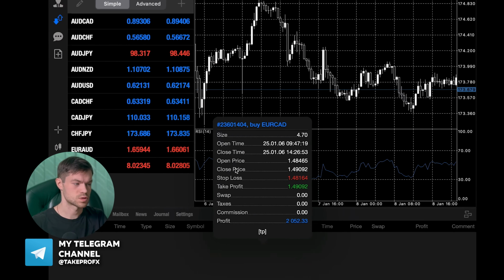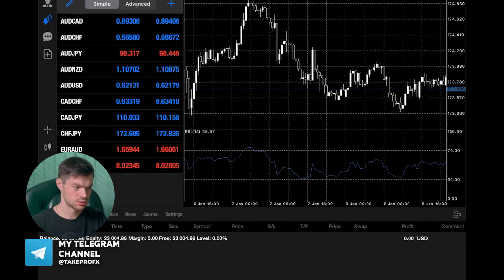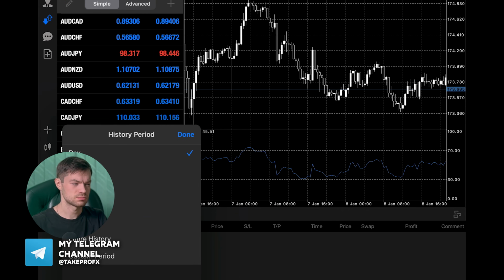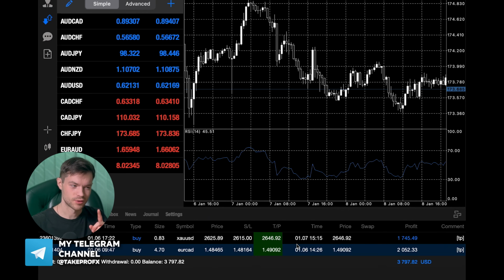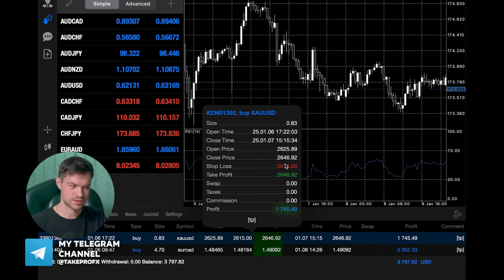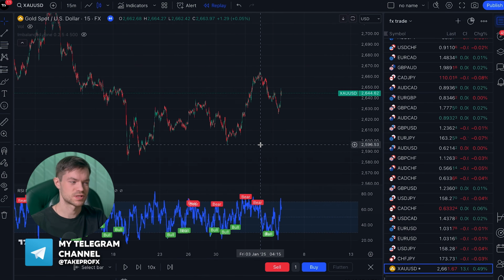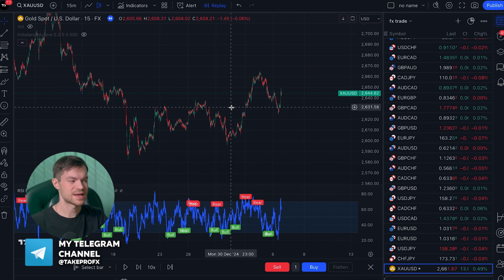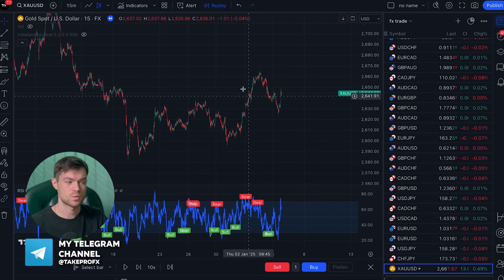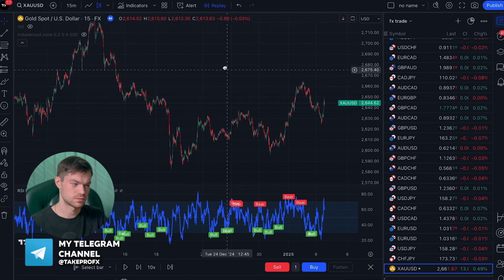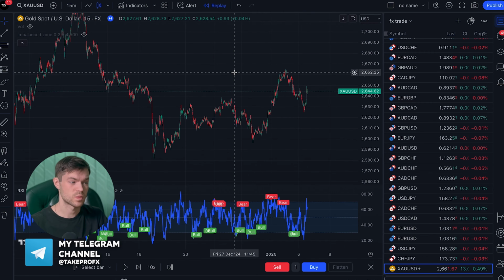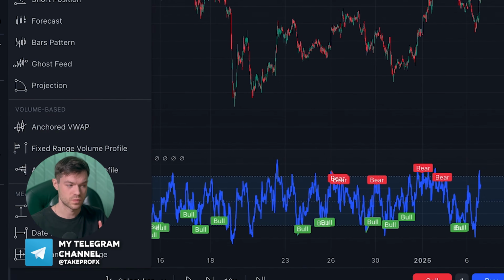The signal was also published in my Telegram channel, and this trade brought me, attention, not less than the previous one, 1,745. Not a bad trade, also with risk reward 1.2. Analyzing the gold chart, I understand that here we have a sideways movement, and when there is a sideways movement in the stock market, I always use one very popular tool.